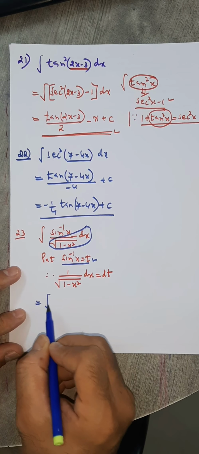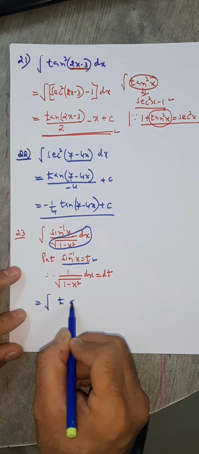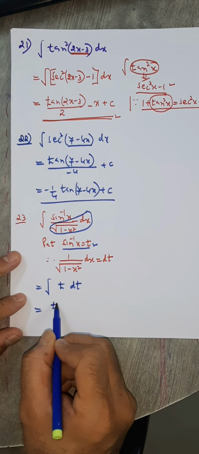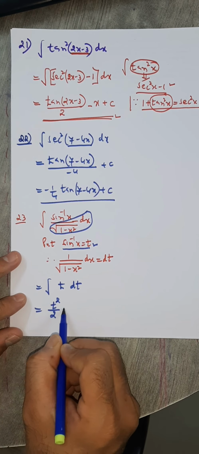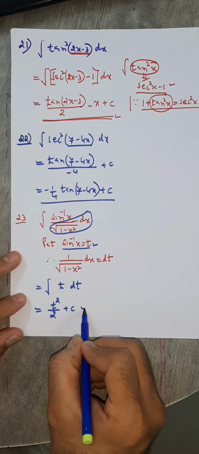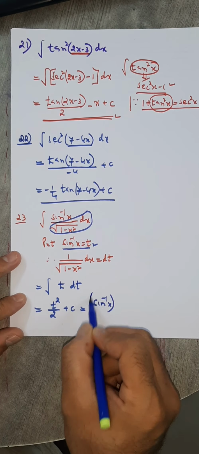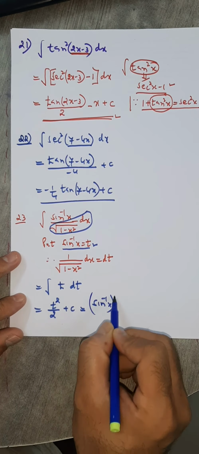So this is equal to here t dt. What's the integral of t? That is t squared by 2 plus c. Now in turn what is t? That is sine inverse x. So sine inverse x the whole square by 2 plus c.